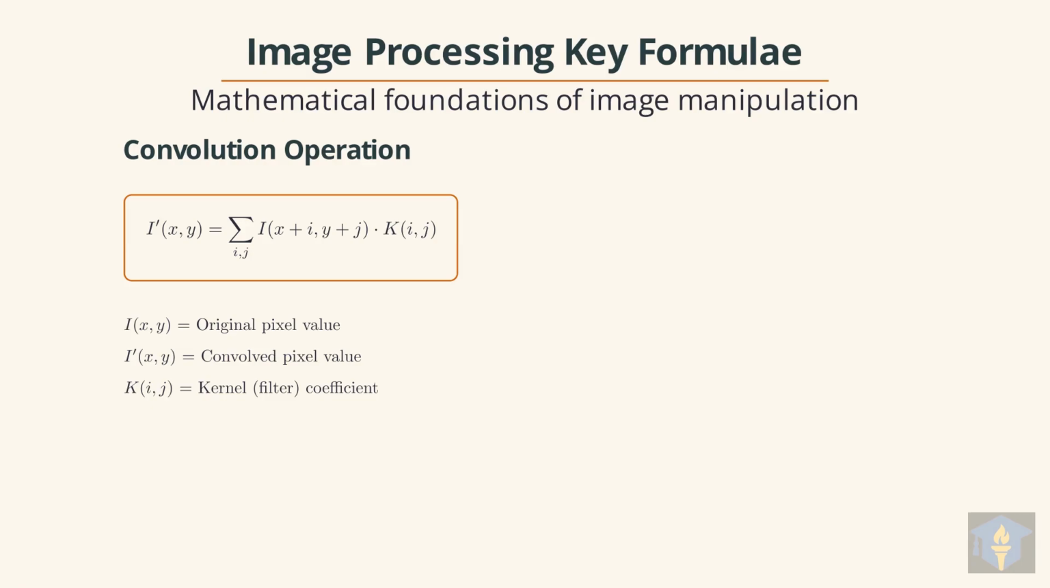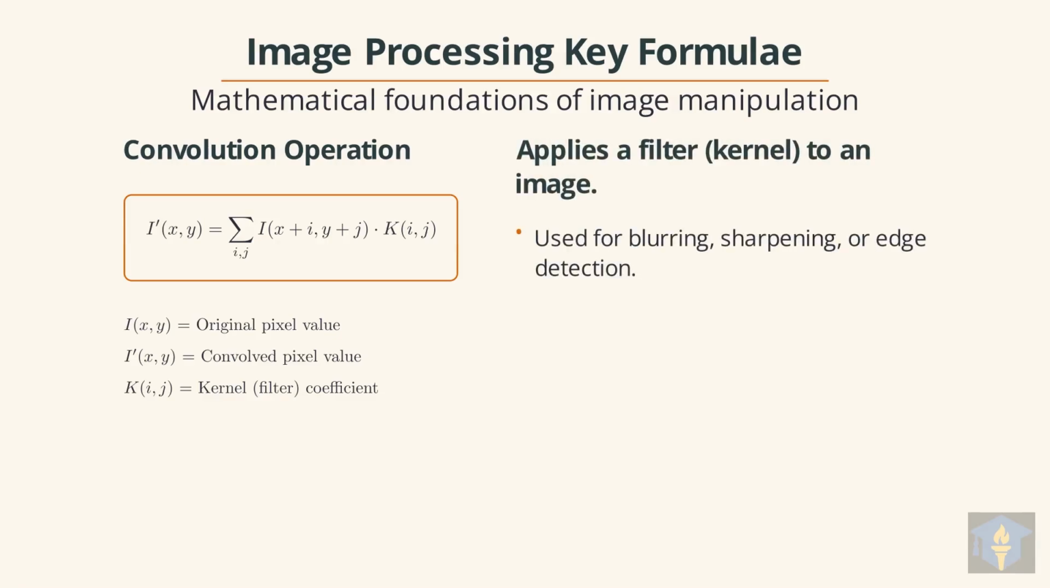K of i, j refers to the coefficient of the kernel, or filter, applied to the image. Essentially, convolution applies a small filter, known as a kernel, across the entire image. This operation is crucial for tasks like blurring, sharpening, or detecting edges within an image.